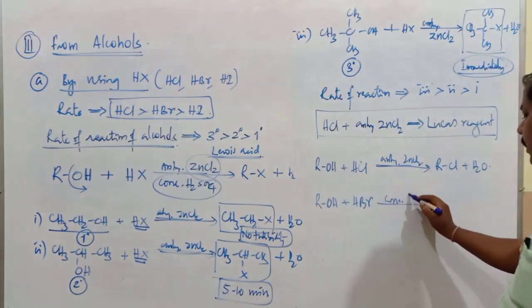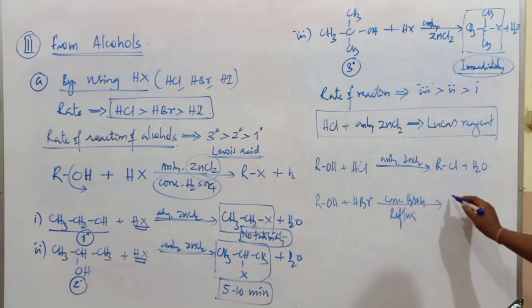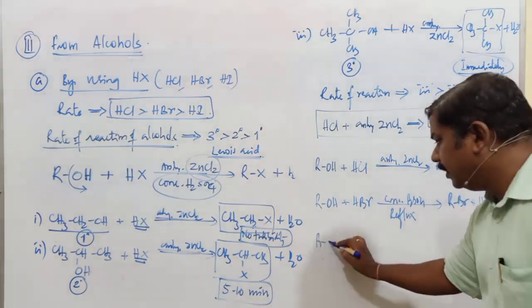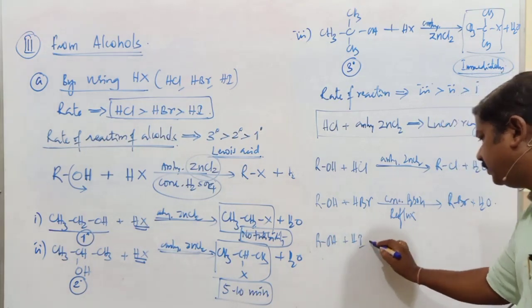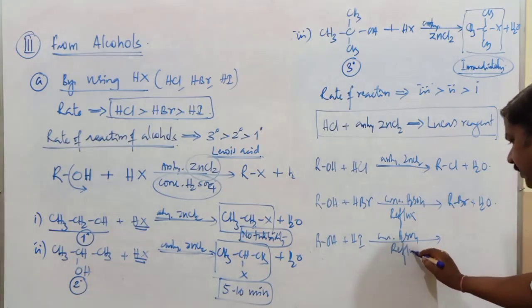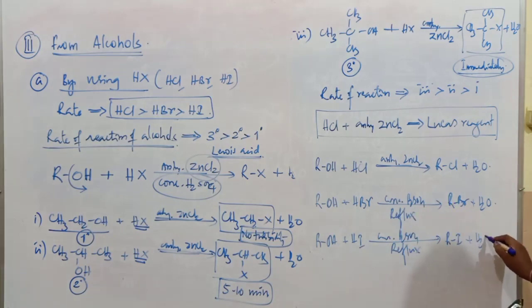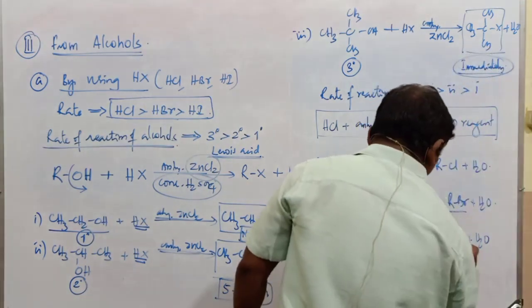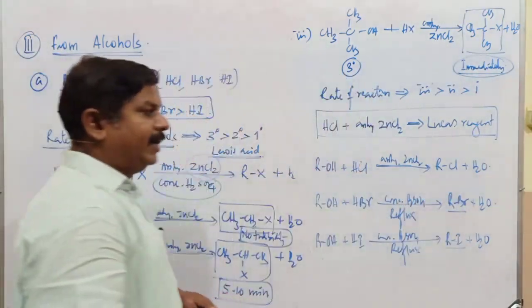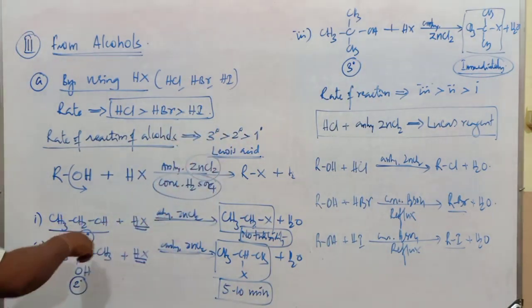When the same alcohol is treated with HBr, concentrated sulfuric acid should be added, and this reaction mixture is refluxed. It gives rise to RBr plus H2O. In the same manner, ROH plus HI, here also with concentrated sulfuric acid, and if it is refluxed, reactivity is going to be less, and the compound is alkyl iodide plus water, but the yield of the corresponding product is generally less when compared to the yield of the corresponding alkyl chloride.